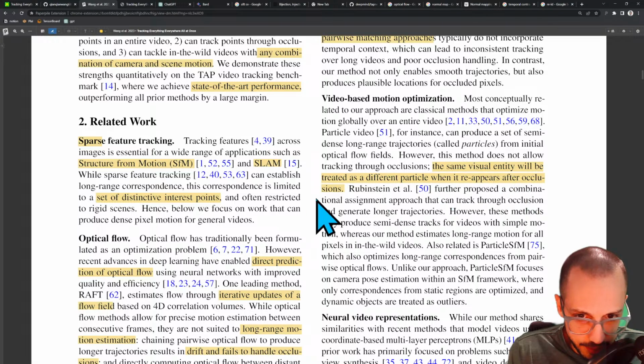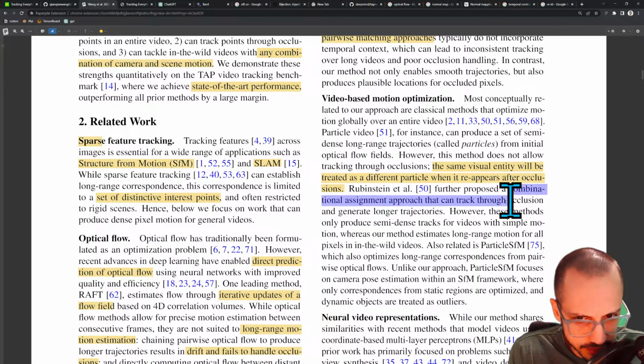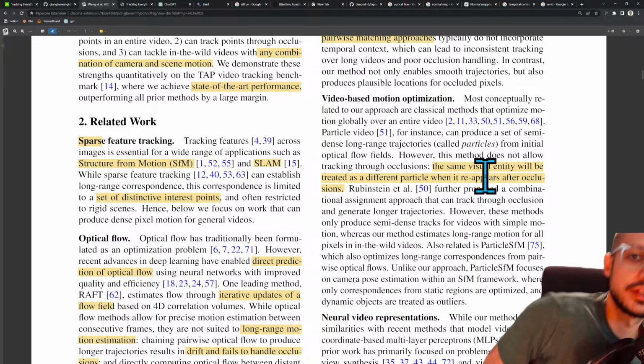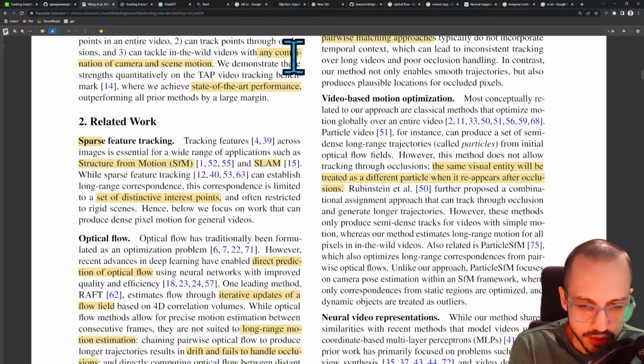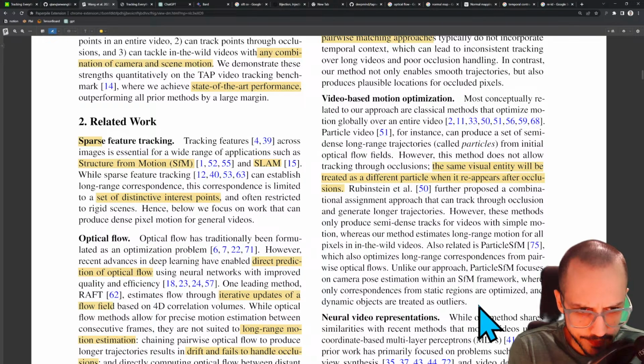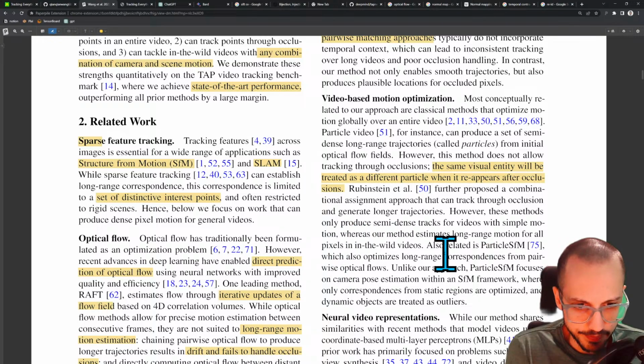Further propose a combinatorial assignment approach that can track through occlusions and generate longer trajectories. Is combinational a word? I feel like combinatorial is the actual word. These methods only produce semi-dense tracks for videos with simple motion, whereas our method estimates long-range motion for all pixels in the wild.